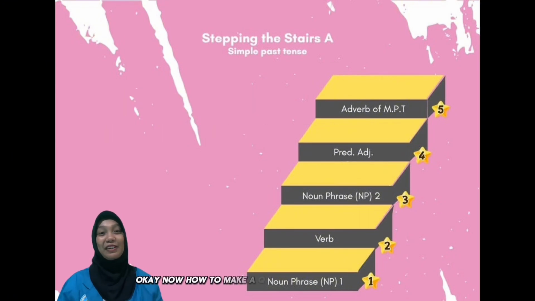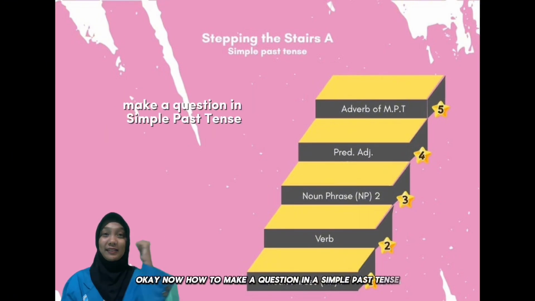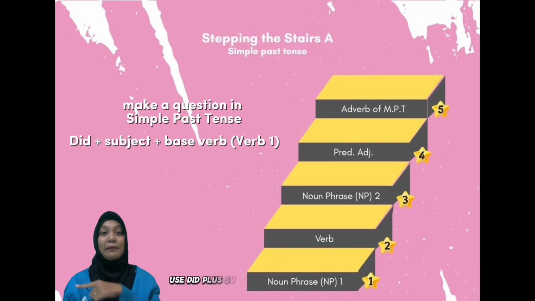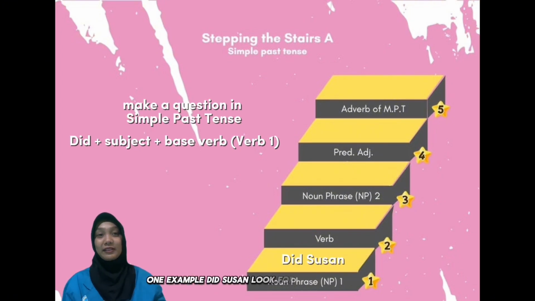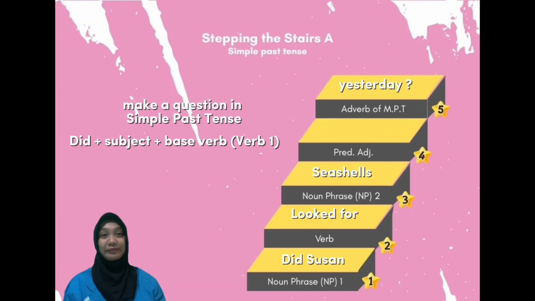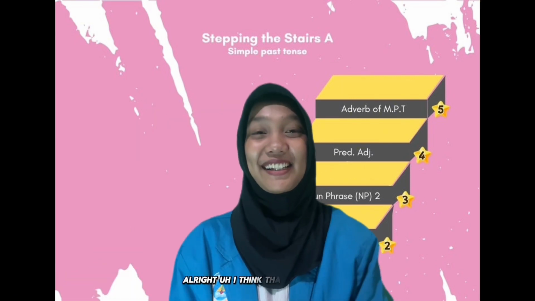Okay, now how to make a question in the simple past tense. If you want to make a question in the simple past tense, use did plus subject plus base verb, or verb 1. Example: Did Susan look for herself yesterday?